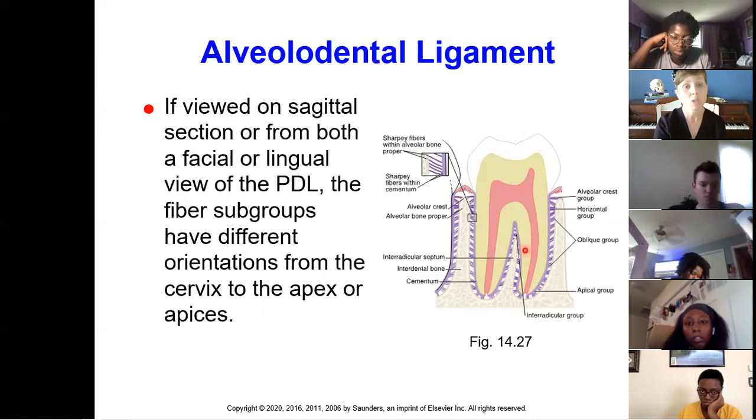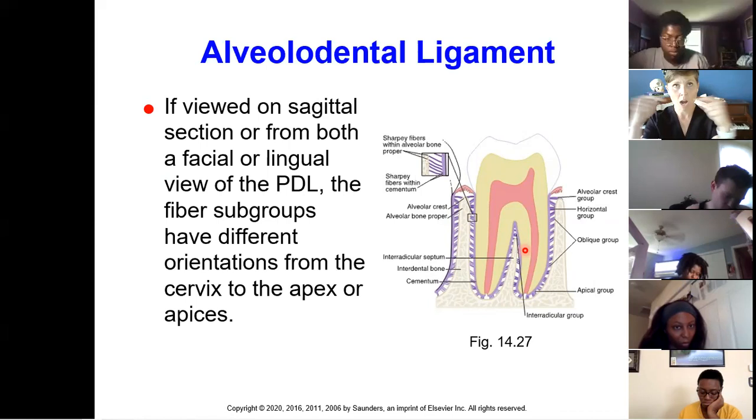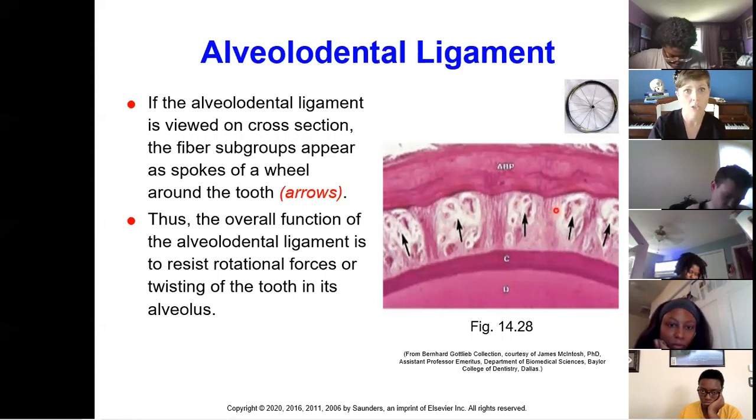All right. If viewed in a sagittal section from both facial and lingual, the fiber groups of the PDL have different orientations from the cervix to the apex. Your gingival fibers can run around, but your periodontal ligaments run just in that space between your bone and your root. Here is your alveolar bone proper. Here is your cementum, your dentin, and here are your periodontal ligaments.